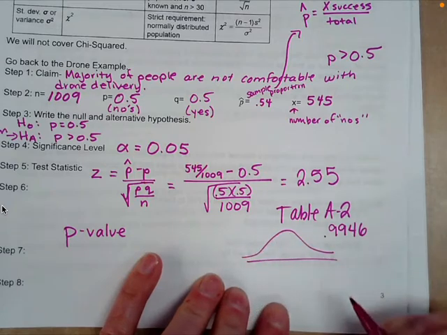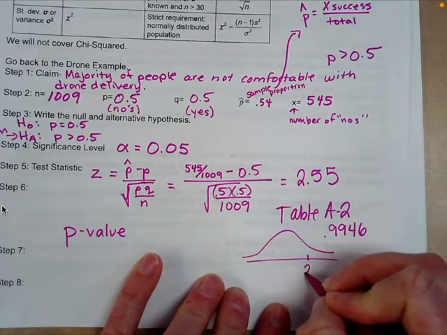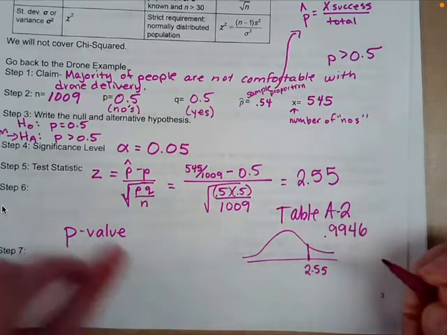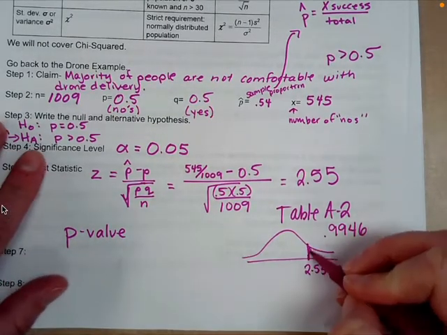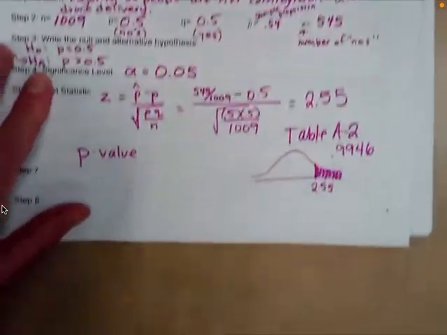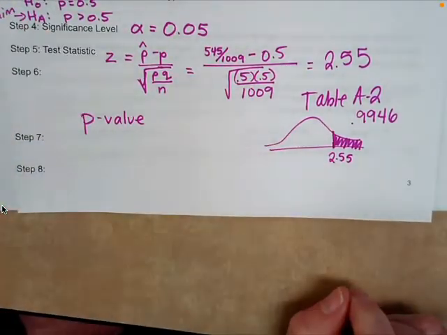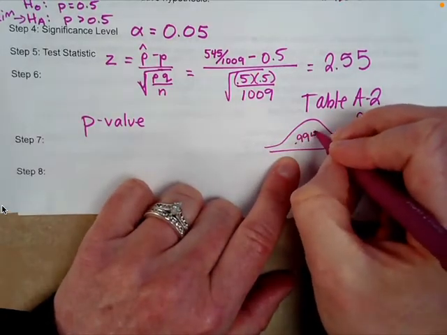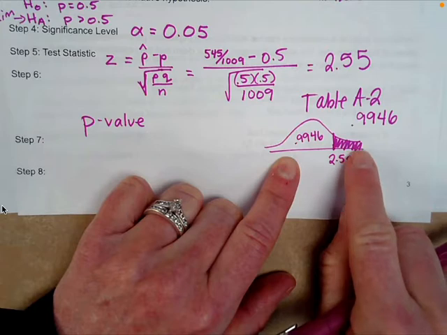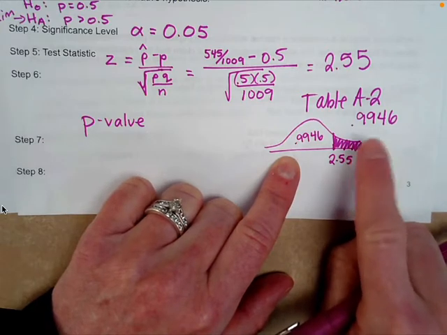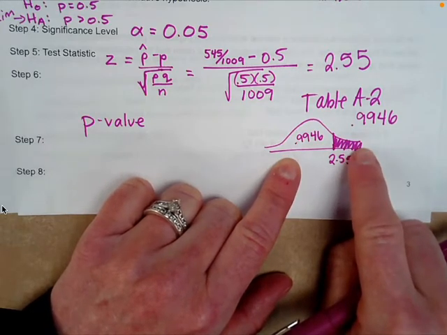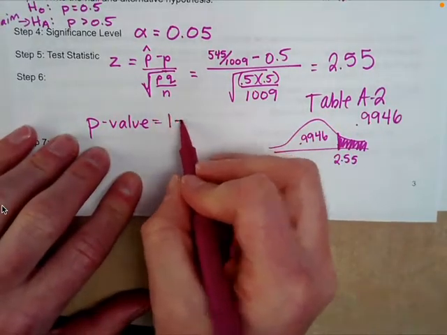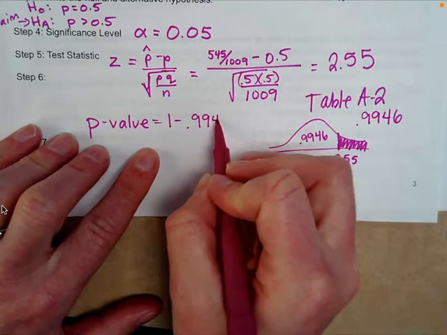So we have a z of 2.55. But because it says the majority, that means greater than. So we're finding that probability, which is the area to the right. What we just found was area to the left, 0.9946. So to find the area to the right, which is our p-value, the area or probability, we're going to take 1 minus 0.9946.